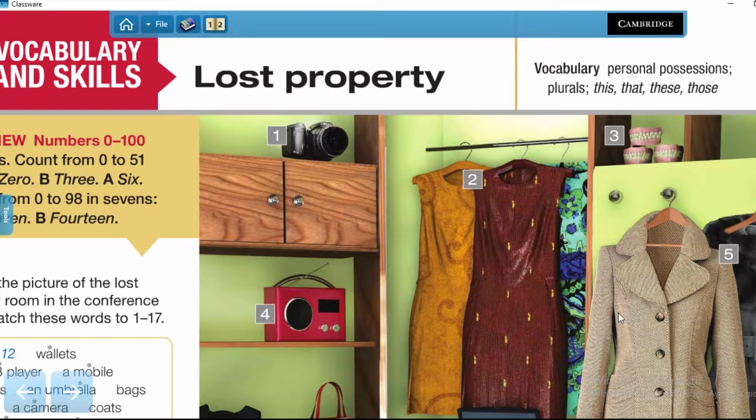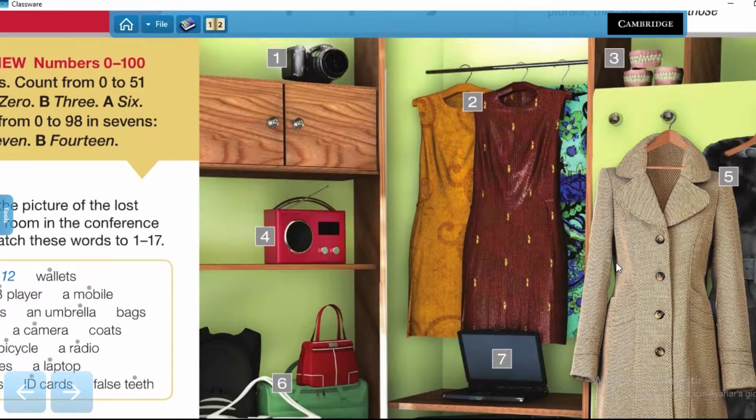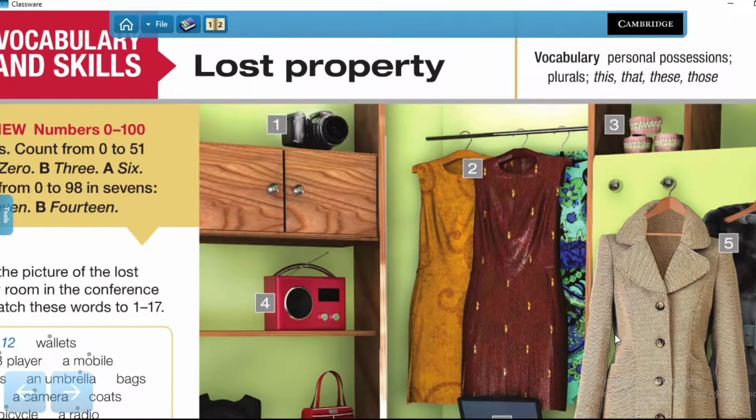Number 1, is it singular or plural? Singular, so we say a camera. Number 2, 1, 2, 3. So this is plural. Singular form, a dress. The plural form is dresses. Number 3, a false tooth. Singular form, tooth, a false tooth. The plural form, we have 1, 2, 3. So the plural form is false teeth.